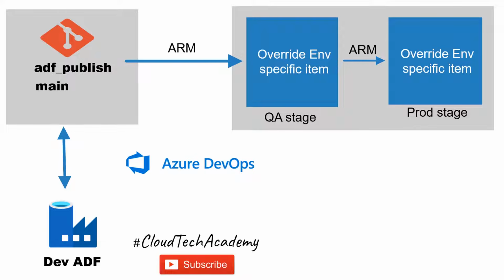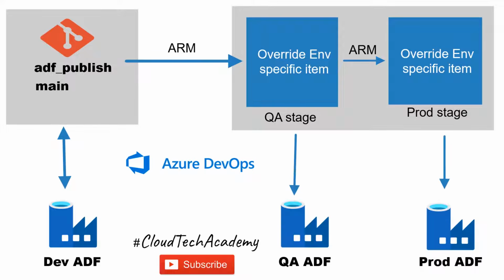Similarly, we will have other items. If you are using blob, then you will override the dev storage account credentials with the QA account credentials in QA. When you go for the prod stage, similarly you will replace the prod related connection string. After replacing those environment specific items, you will be deploying to QA and prod respectively. For each environment we will be creating a stage. In DevOps we have something called a stage which is specific to each environment.